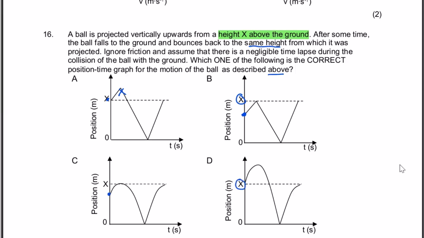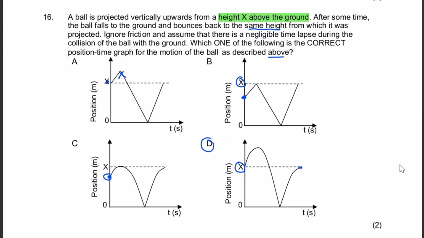Like for example, option D there, this one for C, you can see it starts below X there. Then after that, it falls to the ground, right? Then after falling to the ground, it bounces back to the same height where it started. So it bounces to the same height. And then after that, we know our shape represents what? It repeats symmetrically. So it means our option D is the one that is correct there.